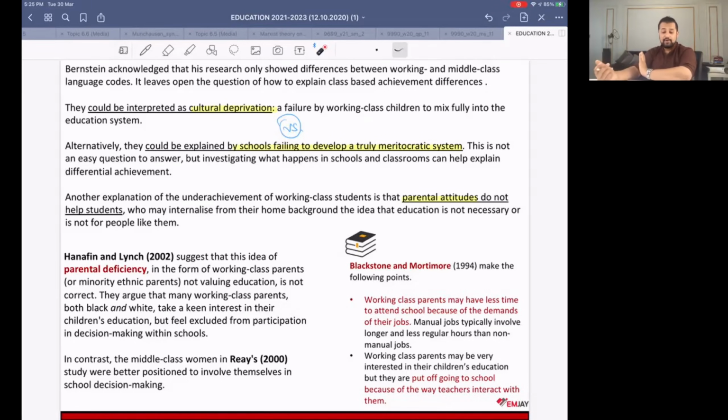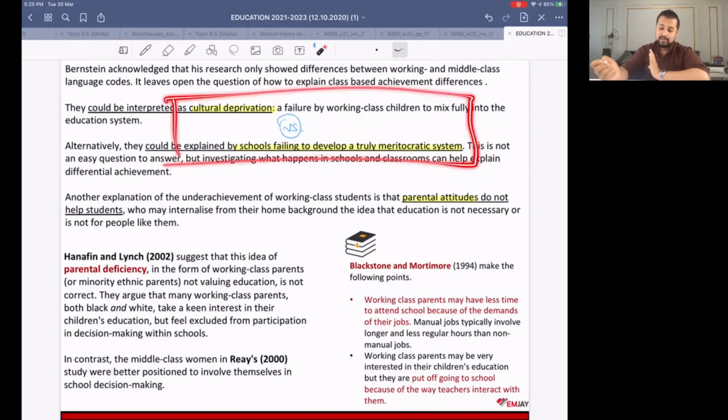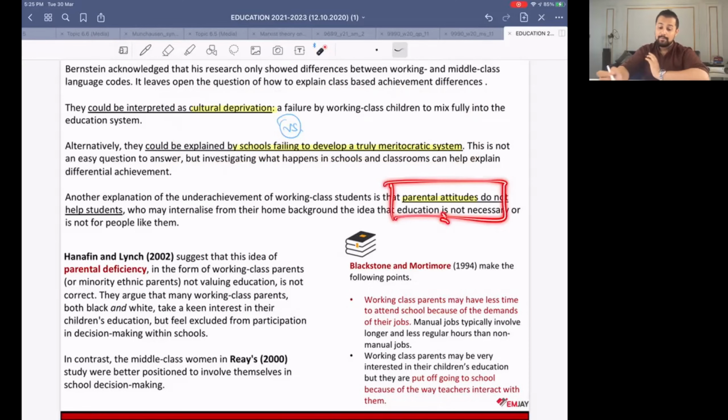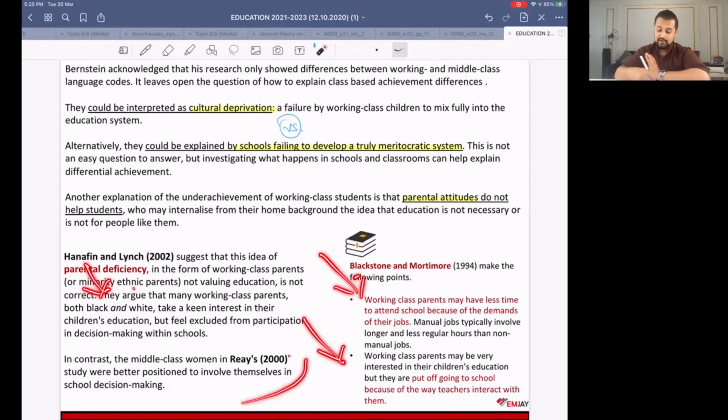Now, I hope everyone has understood this. Initially, we spoke about these two different explanations. We compared them. Then we hopped on to parental attitude. We spoke about how parents from the working class background might not be valuing education, because of which it reflects in the child's attitude towards education. Then as a counter argument, we discussed this part, and then in support of this we discussed this, and then this, and finally this. I hope everyone gets this.